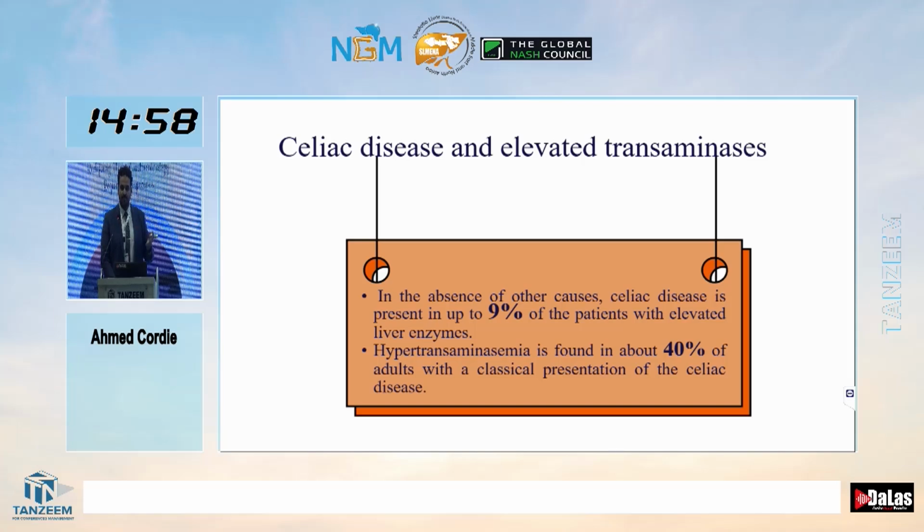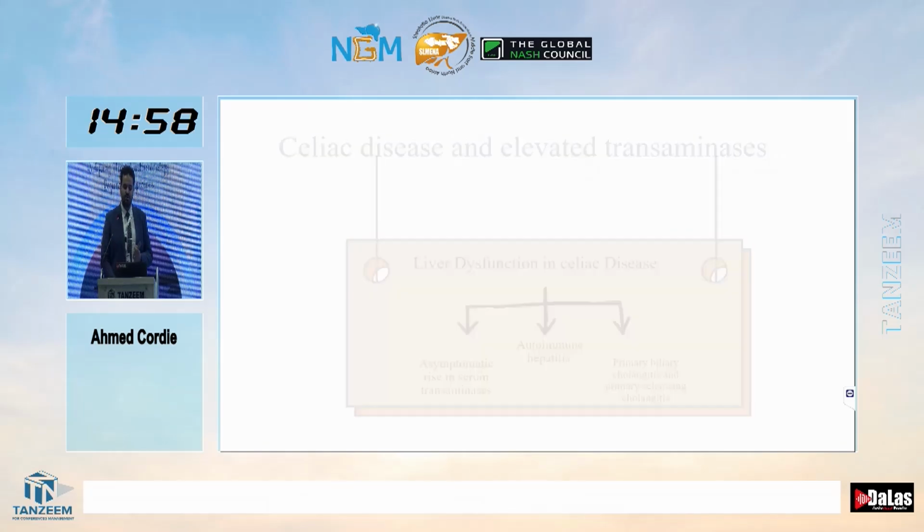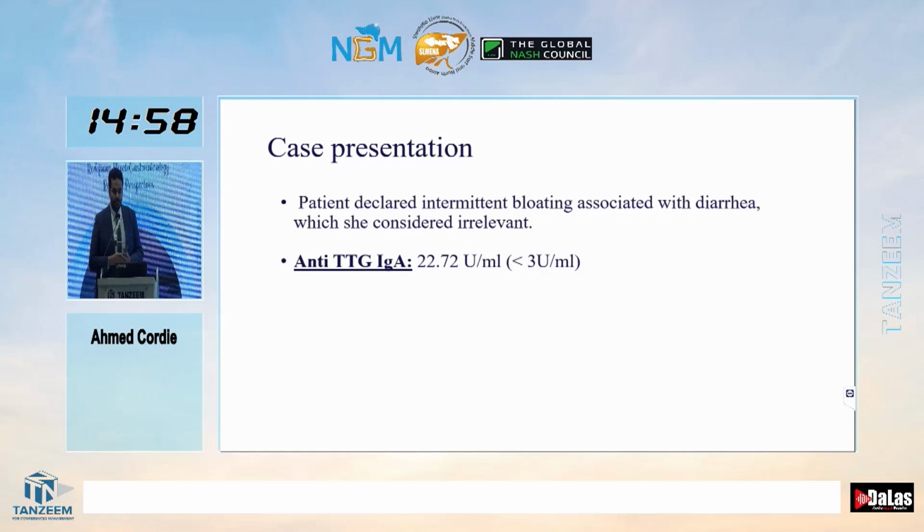And 40% of patients with celiac disease might have elevated transaminases. The liver dysfunction with celiac disease ranges from just an asymptomatic rise in the transaminases, maybe to autoimmune hepatitis, or primary biliary cholangitis, or primary sclerosing cholangitis. I will take you back to our case.